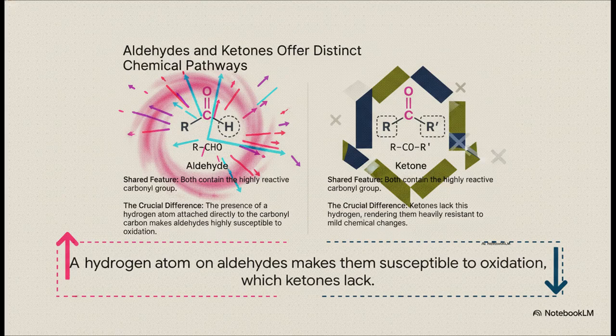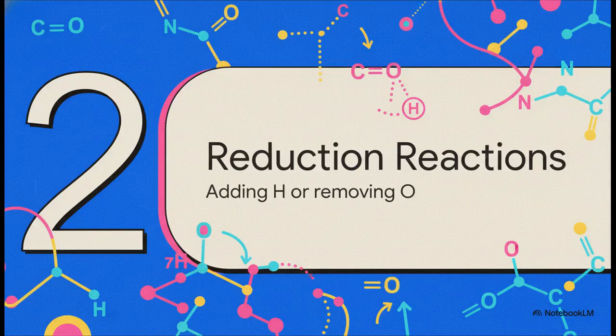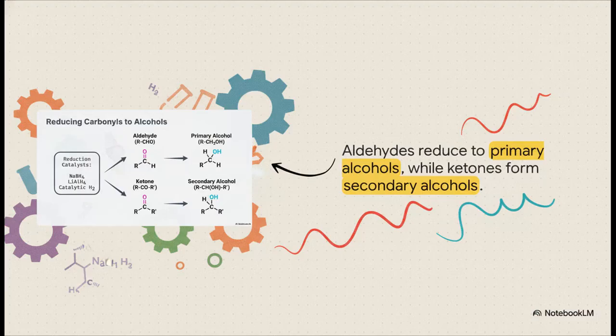ketones just aren't. So let's start with a reaction where they're kind of similar, reduction. This is basically where we either add hydrogen atoms to that carbonyl group, or if we get really aggressive, we just rip the oxygen off entirely. So when we use a pretty standard reducing agent, something like sodium borohydride, that C=O double bond breaks and becomes an alcohol. But check out the products.